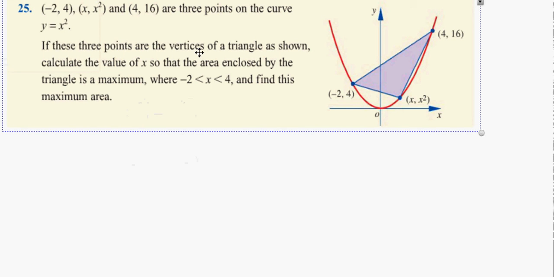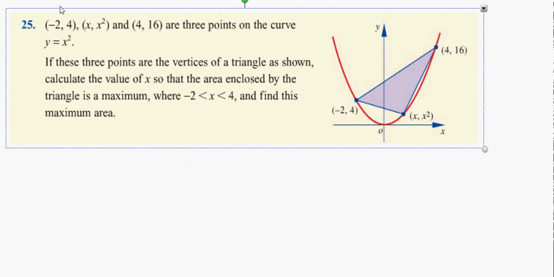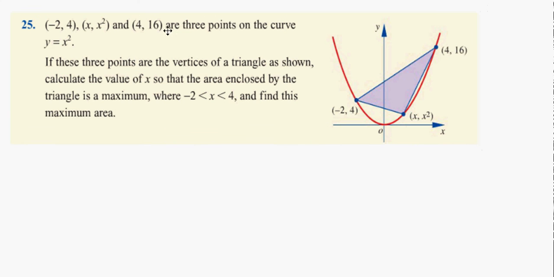Okay, so in this graph here we have (-2, 4), (x, x squared) and (4, 16) as 3 points on the curve y equals x squared. All 3 points are located on the red line as shown. If these 3 points are vertices of a triangle as shown, calculate the value of x so that the area enclosed by the triangle is a maximum, where the x values are only allowed in between minus 2 and 4.